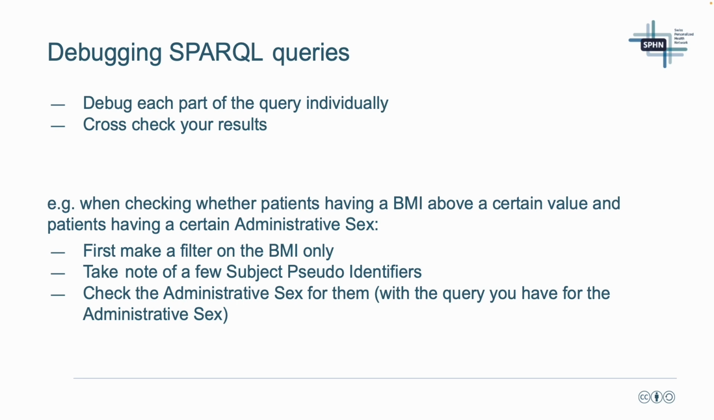So when checking for patients having a BMI above a certain value and patients having a certain administrative sex, we first did a filter on the BMI only, for instance, take a note of a few of these subject pseudo-identifiers that were retrieved. Then we check for the administrative sex for them in the interface, for instance, and we could then continue building the query for having the actual statements we need or the actual results we need.